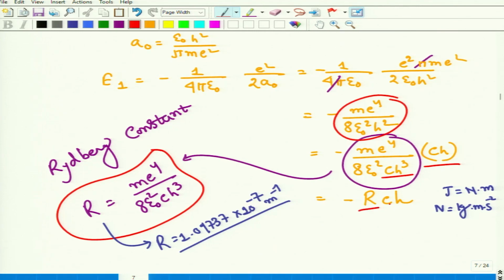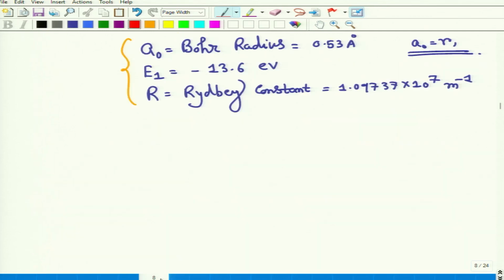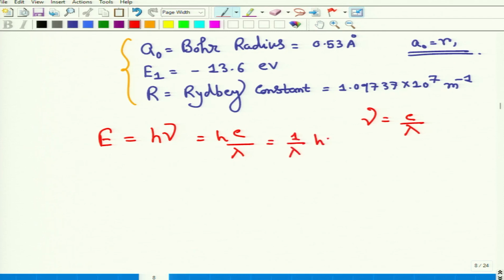This is the Rydberg constant. Why? This is important. Let me give some idea. What was E? We know E is actually h nu, from Planck's equation, and nu is the frequency, so we can write it as c by lambda. So it is actually hc by lambda, correct? Now we can write it as 1 by lambda into hc.